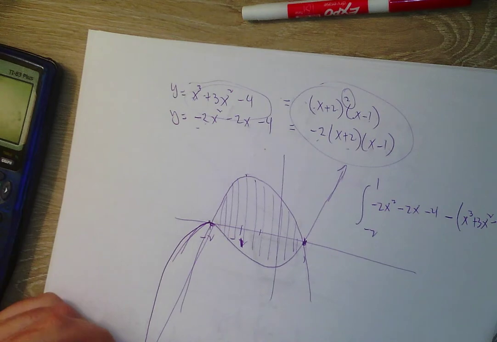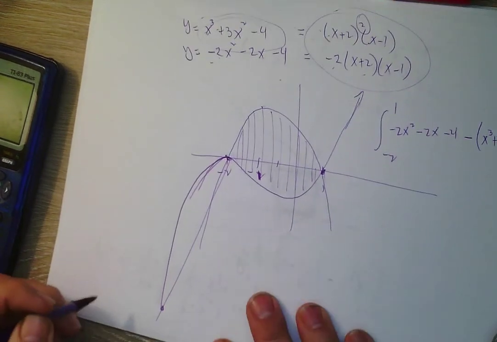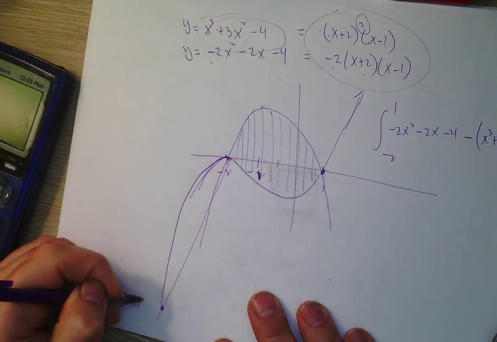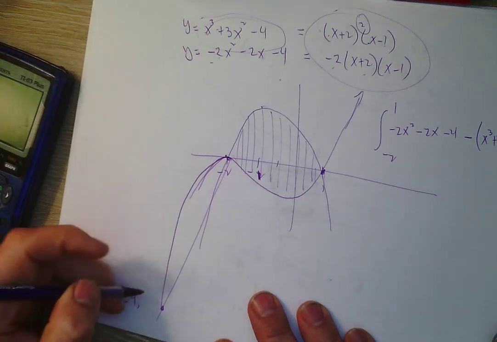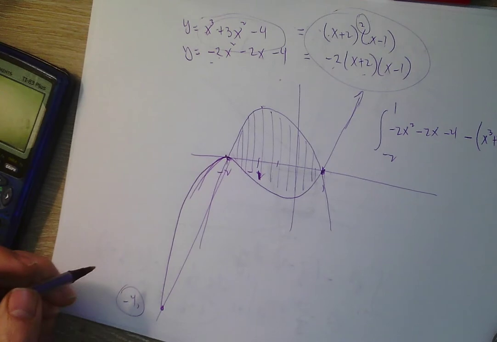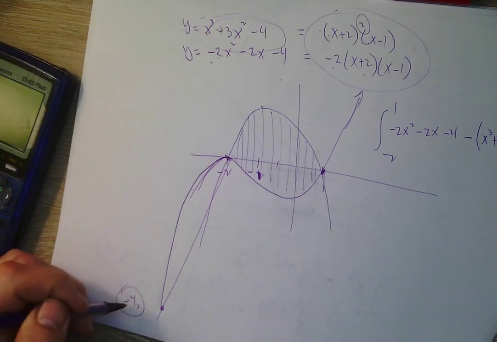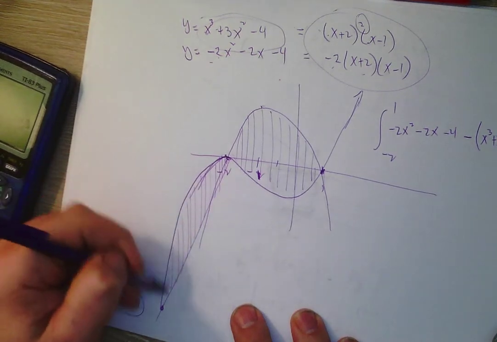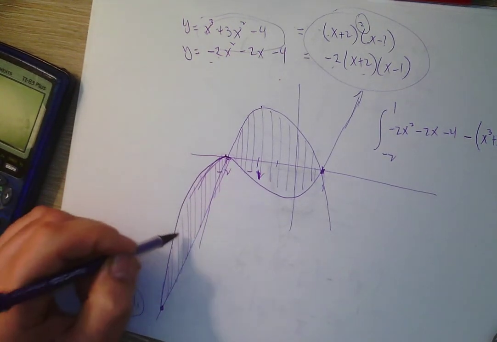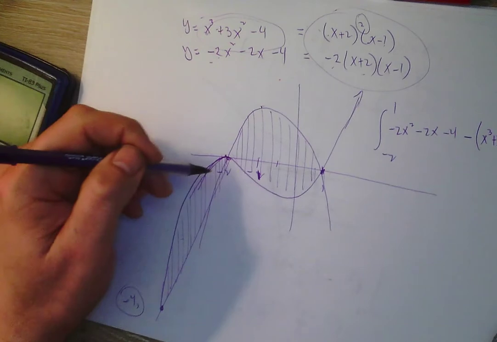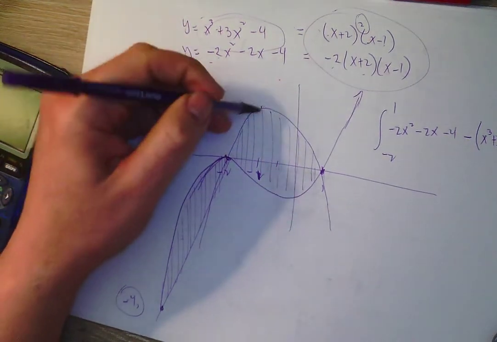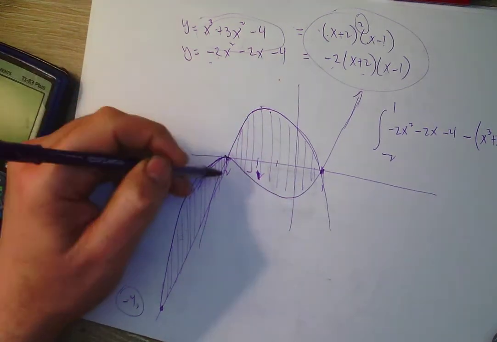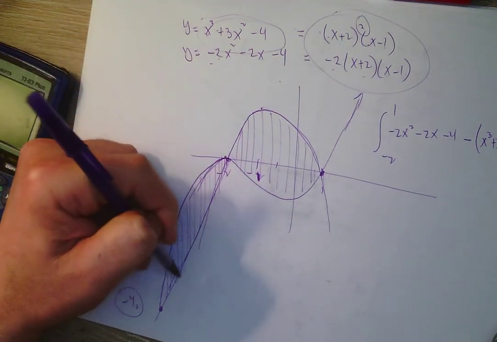Because when we continue the graph, these intersect here at negative 4. I believe this is negative 8. I don't know what the y value is. But they intersect a second time. And so when they ask for the area bounded by the two curves, they want this as well. And notice this time, originally the down-pointing parabola was on top. Now the down-pointing parabola is the bottom curve.